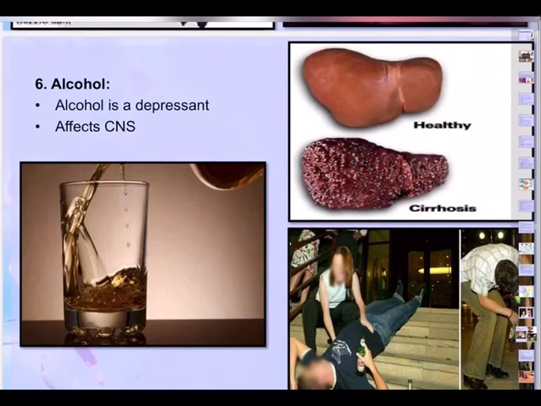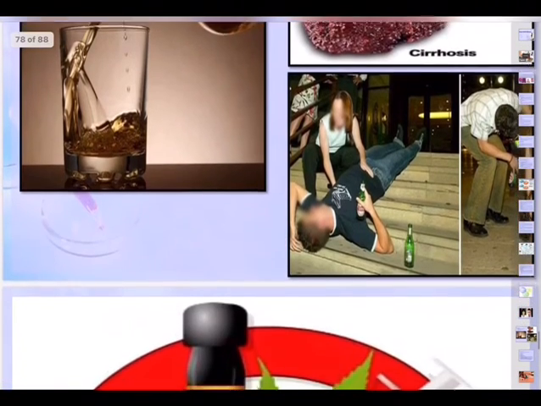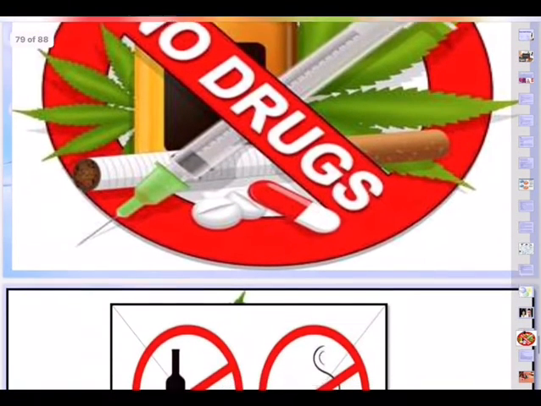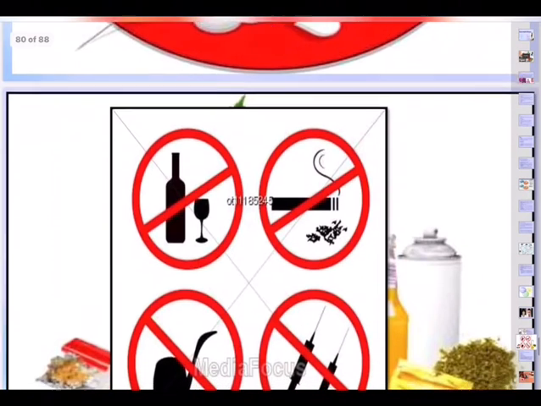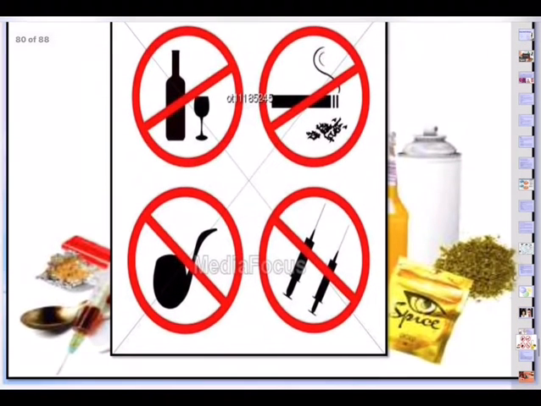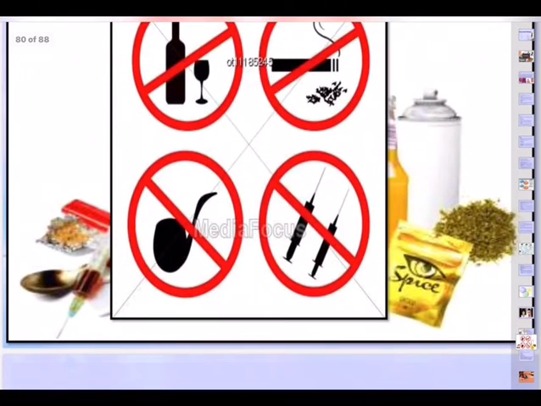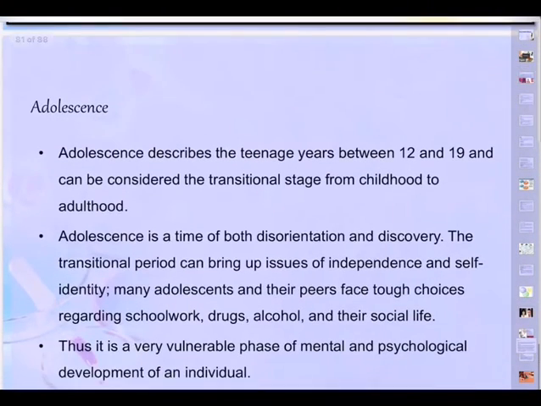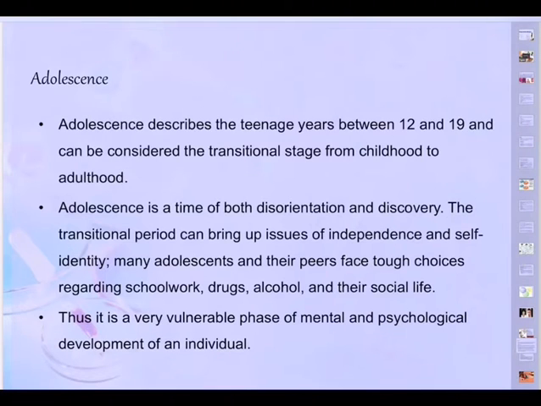And then alcohol, it affects the central nervous system, and when it is abused, the first target is the liver. Cirrhosis will take place. You can see here in the photo a healthy liver and a liver with cirrhosis, and of course abnormal behavior. So we must have that guts to say no drugs, no smoking, no alcohol, no opiates, and no stimulants.